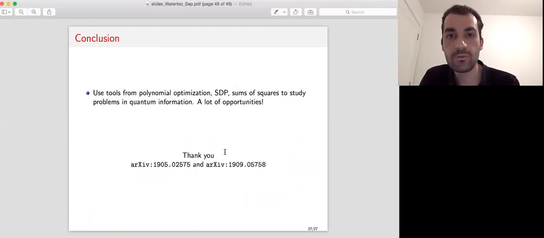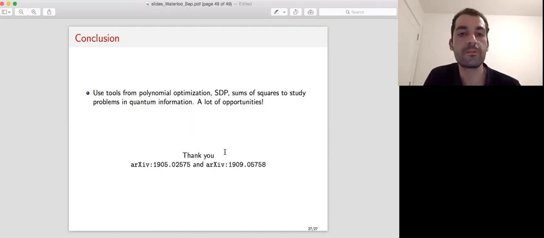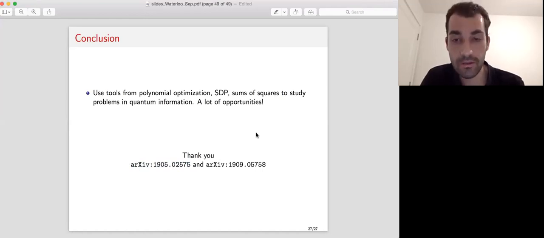Maybe just to conclude, I think there are a lot of exciting opportunities in using tools from polynomial optimization and semidefinite programming to solve problems in quantum information. And these are just two examples. This first arXiv paper contains the non-existence of SDP lifts for the set of separable states. And the second one contains the work with Kuhn on the hierarchy of hierarchy for polynomial optimization on the sphere. So that's it, and thank you. I'm happy to take questions if you have any.